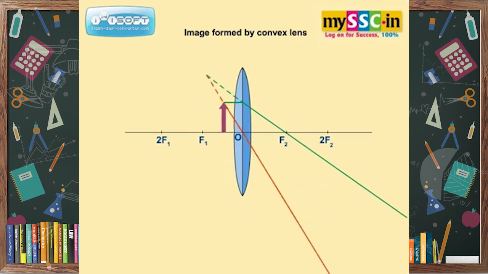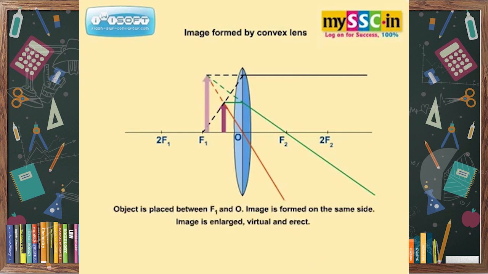When object is placed between f1 and O, image is formed on the same side as that of the object. Image is enlarged, virtual, and erect.